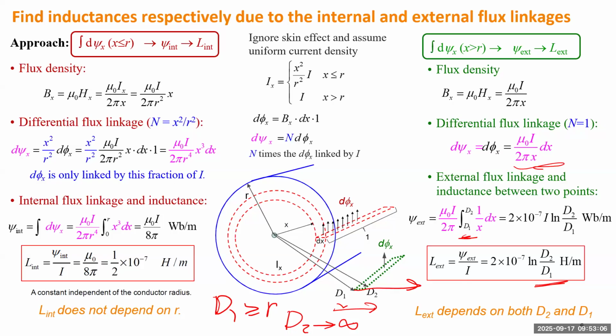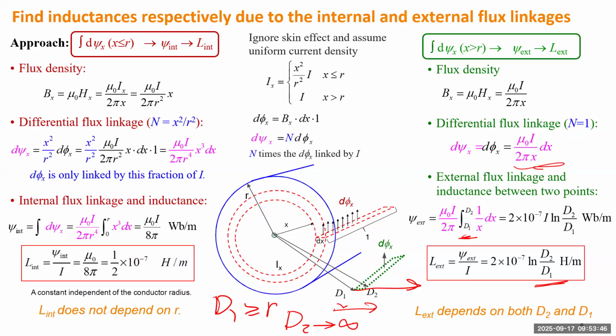But actually, in practice, it will never be infinite because this conductor only means part of this circuit. To make it a circuit, it has to go back somewhere. If you consider a single phase AC system, you have this conductor sending current in this direction, and at a certain distance, you have to send the current back to the source, to the equipment. So that distance will be the largest distance you can have for D2. Okay, D1 will be bigger than R, and D2 will be smaller than the distance between two conductors.